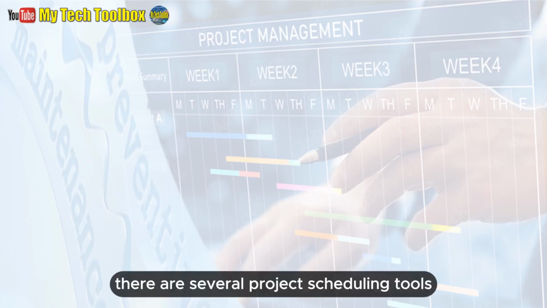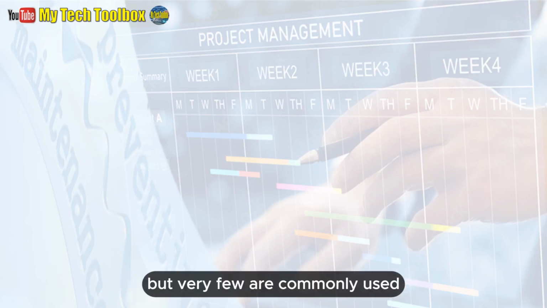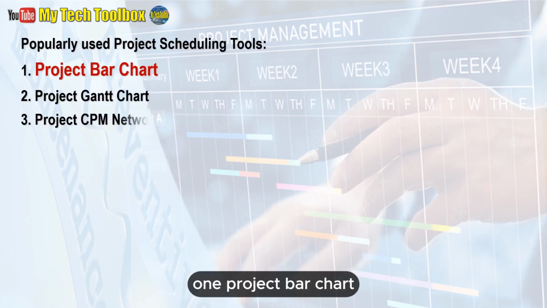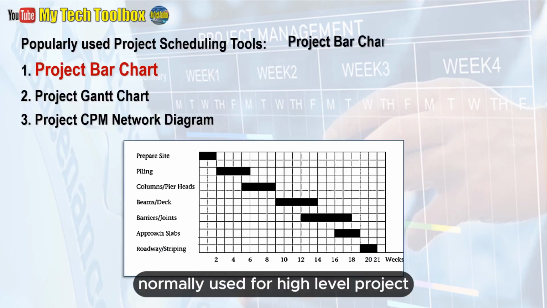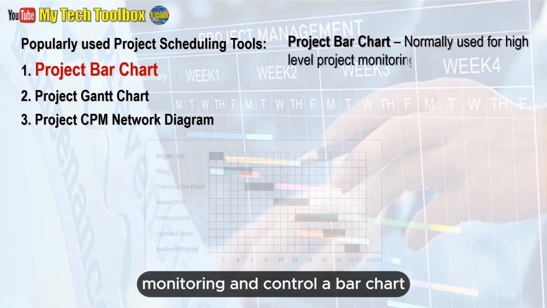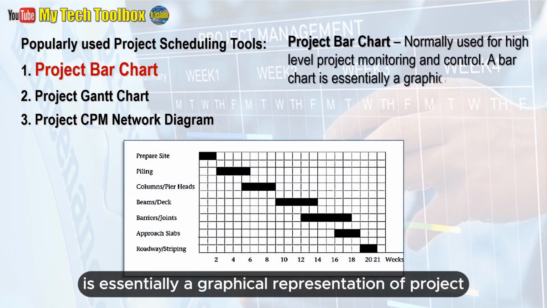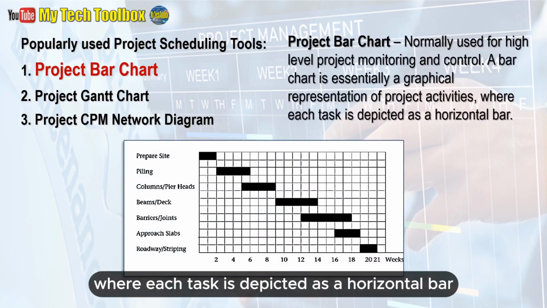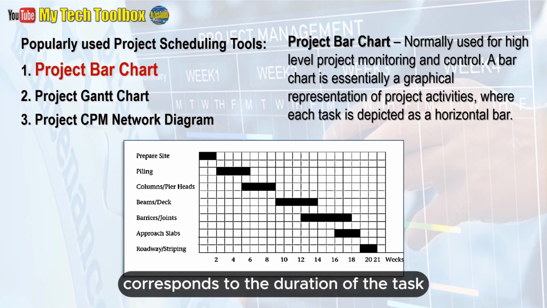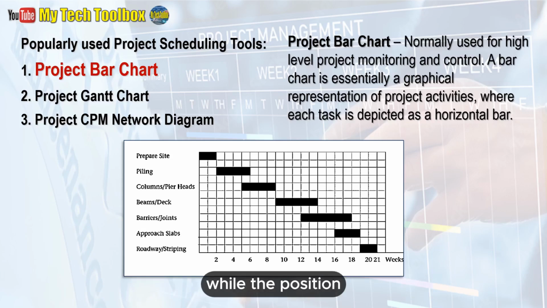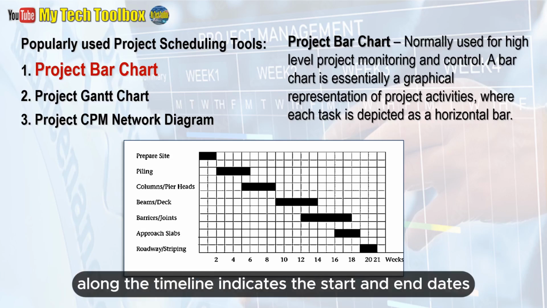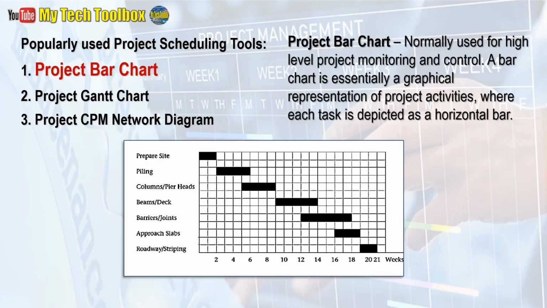There are several project scheduling tools, but very few are commonly used. 1. Project bar chart, normally used for high-level project monitoring and control. A bar chart is essentially a graphical representation of project activities, where each task is depicted as a horizontal bar. The length of the bar corresponds to the duration of the task, while the position along the timeline indicates the start and end dates.